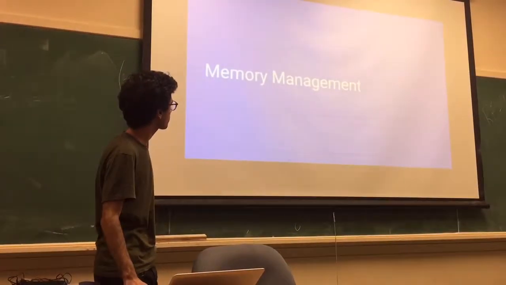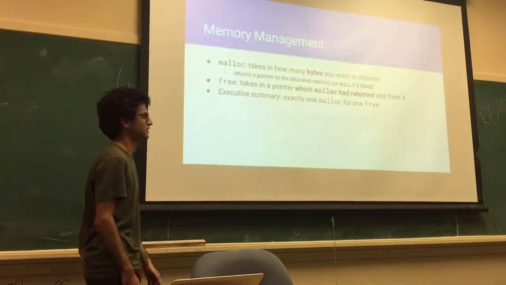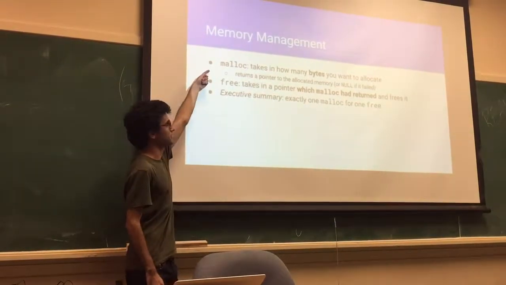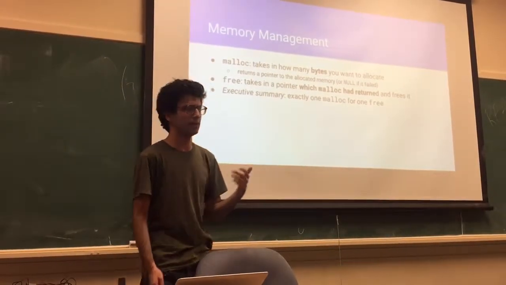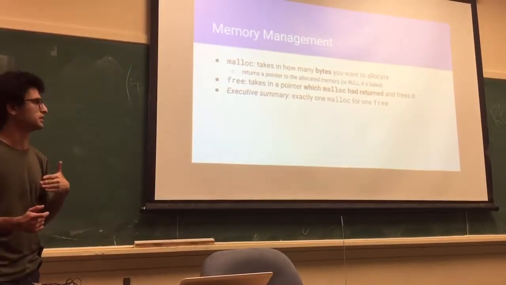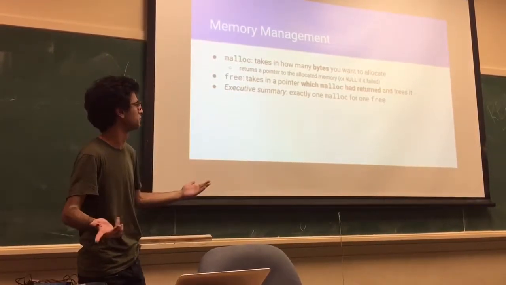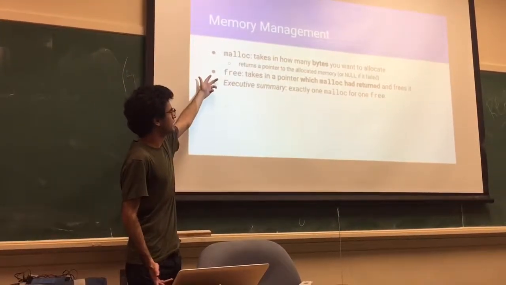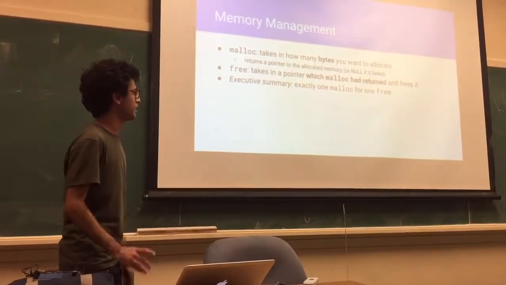Good. Memory management, I'm going to give you the rundown on this. There's not much to know. You have malloc, which takes in how many bytes you want to allocate. If it can find those bytes for you, it returns a pointer to them. If it can't find those bytes, it returns null, which tells you it couldn't find the right number of bytes. Free takes in a pointer which malloc returned and frees it, okay?